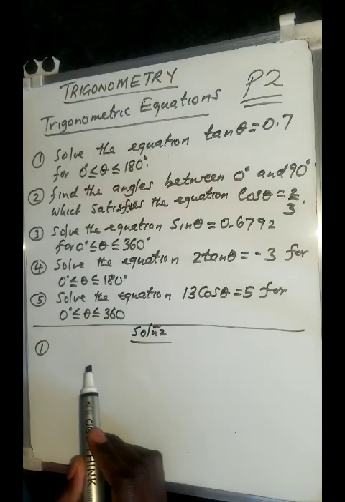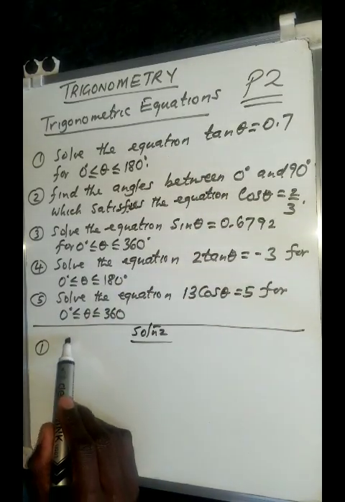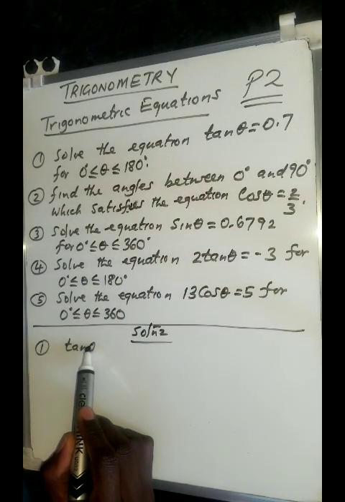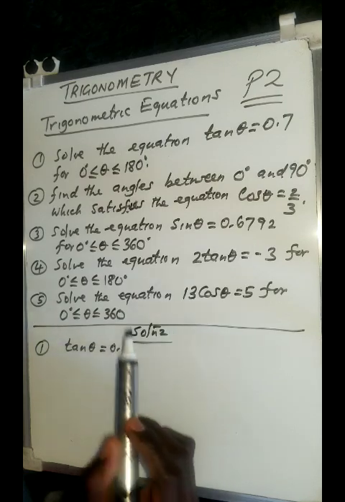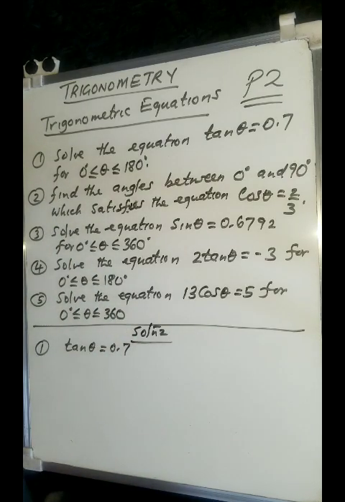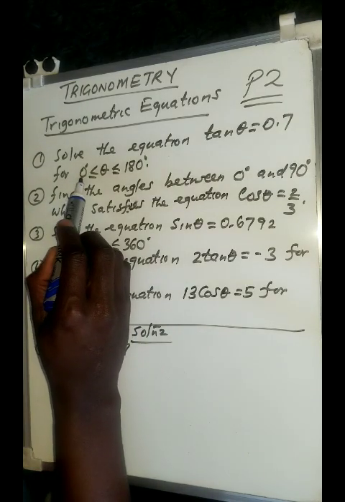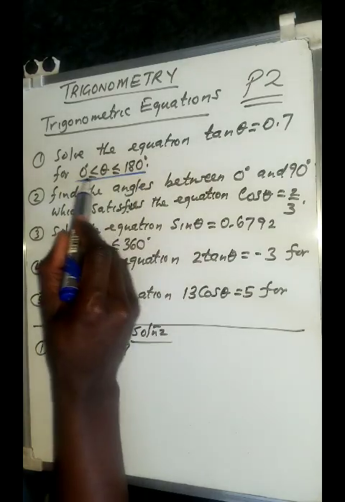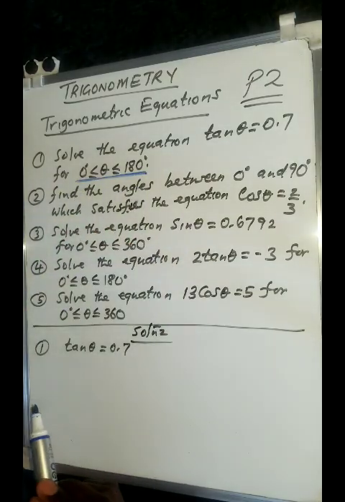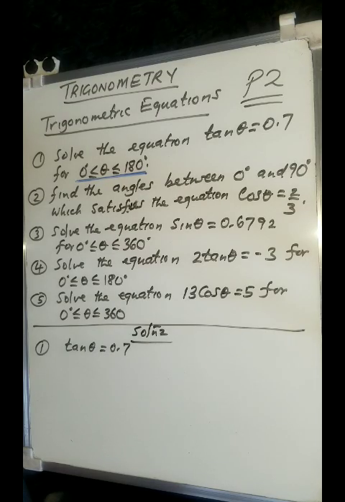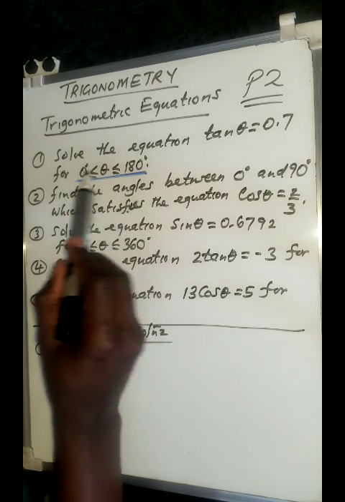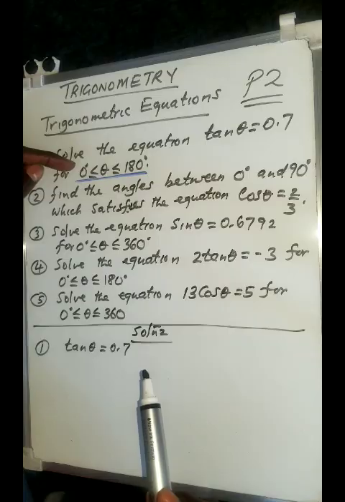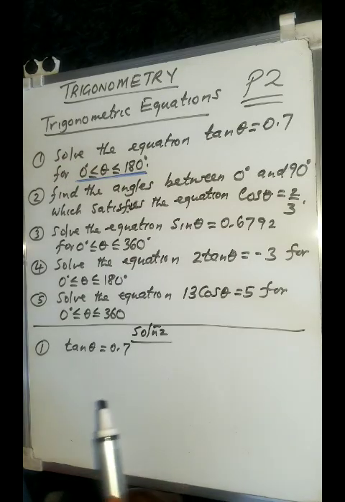Question 1 says solve the equation tan theta. If you look at that, it says tan theta is equal to 0.7. But notice what they have given you, angles from 0 to 180. So your solution can only lie between 0 and 180. That is what they mean there. In as much as we solve, we need to take this into consideration. Our angle should only be between 0 and 180.